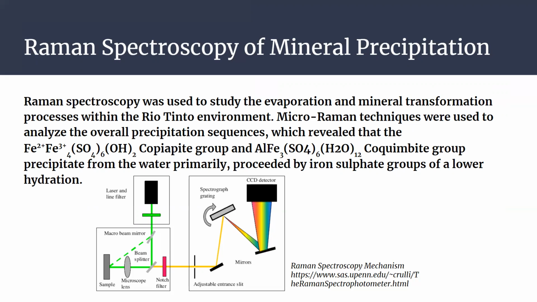largely encompass the first precipitates that were in the minerals within the lake or the riverbed. And those main groups were followed by more iron sulfate groups of a lower hydration. And then there's a diagram that exemplifies the Raman spectroscopy process.